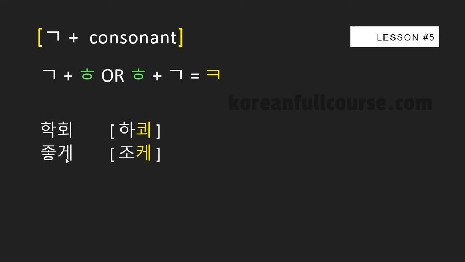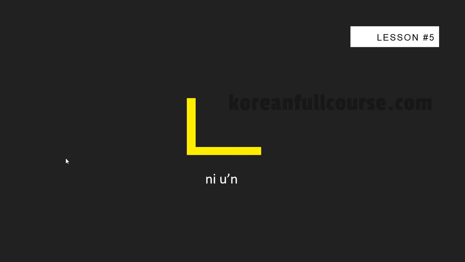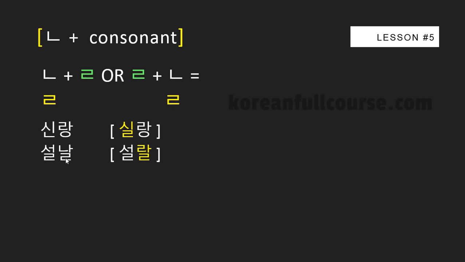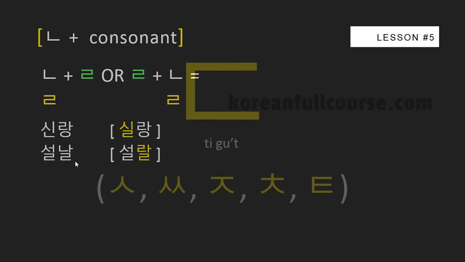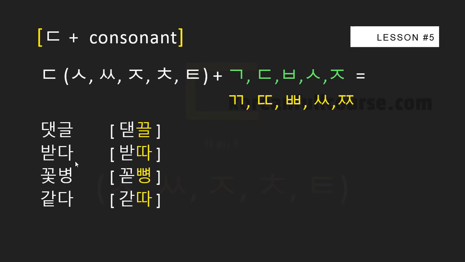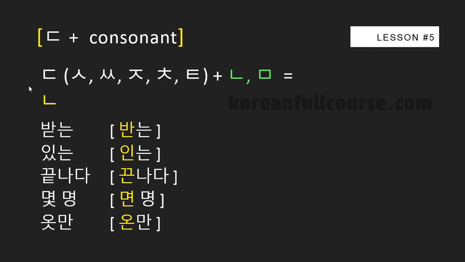Let's move on to the next letter, which is 니은. When 니은 is surrounded by 리을, 니은 changes to 리을. 신랑, 설날. The next letter is 디귿 and all its patchims. When 디귿 is followed by one of these five consonants, these five consonants should be read like this. 댓글, 봤다, 곧바로, 갔다. And when 디귿 is followed by 니은 or 미음, 디귿 should be pronounced as 니은. 받는, 있는, 끝나다, 몇 명, 얻만.